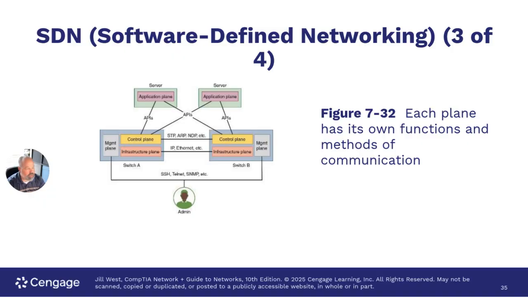So here we have a diagram showing how the SDN planes work together. Each plane has its own job and its own communication methods. The application plane uses APIs to talk to the control plane, which uses protocols like STP and ARP to communicate with the infrastructure plane. The management plane keeps an eye on everything using protocols like SSH and SNMP. It's kind of like a well-orchestrated symphony where every section of the symphony knows their part.